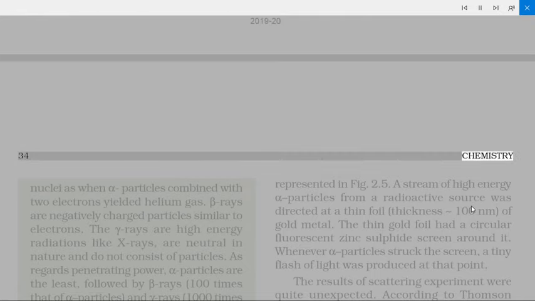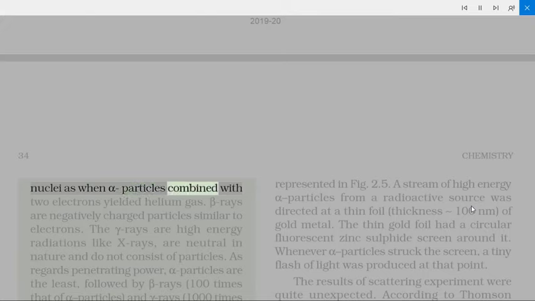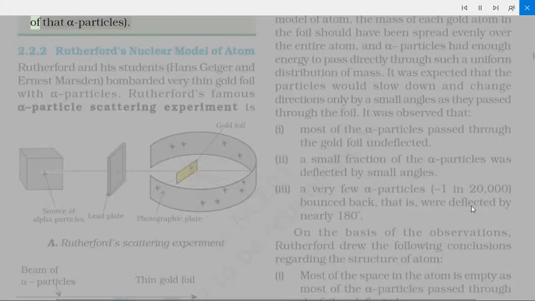as when alpha particles combined with two electrons yielded helium gas. Beta rays are negatively charged particles similar to electrons. The gamma rays are high energy radiations like X-rays, are neutral in nature and do not consist of particles. As regards penetrating power, alpha particles are the least, followed by beta rays, 100 times that of alpha particles, and gamma rays, 1000 times that of alpha particles.